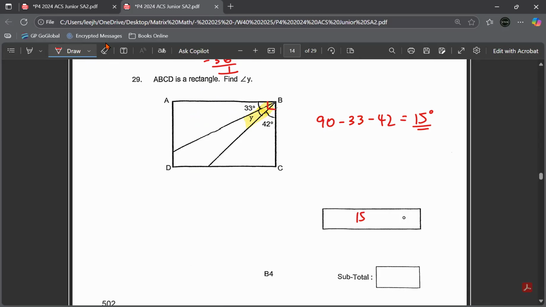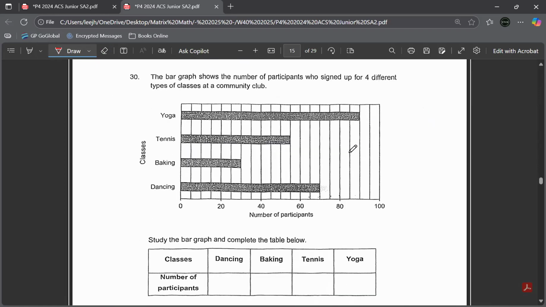All right. Now, moving on to question 30. Wow, this is a very long paper, huh? But no choice, this is a final year exam, so everything is tested together.